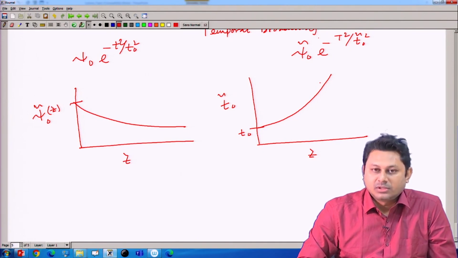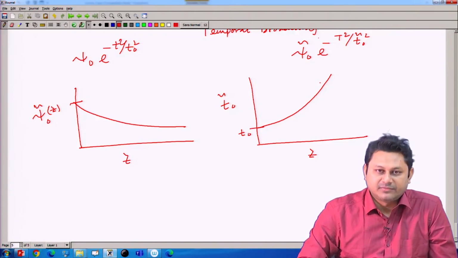It will broaden in the time domain, but the amplitude will also decay, that is the first thing. And second, there will be a modification in the phase as well. The phase is going to be modified as well.